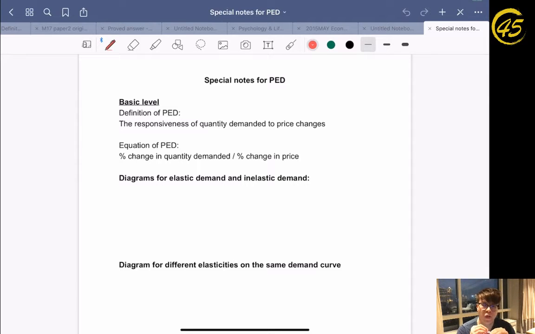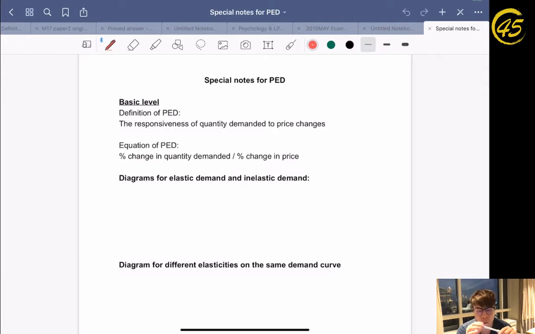And here we'll first go through some of the basic concepts about the price elasticity of demand. So first, what is the definition of PED? Basically, you just need to memorize it. It is the responsiveness of the quantity demanded to the price change. And the equation for it is the percentage change in quantity demanded over the percentage change in price.